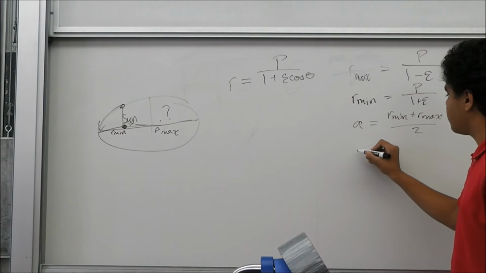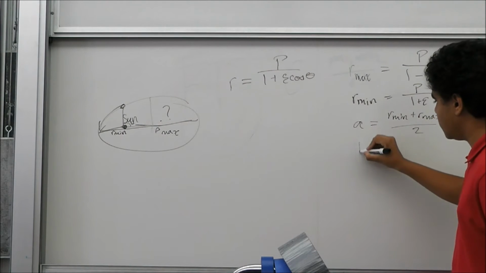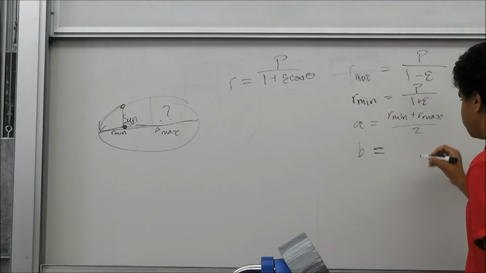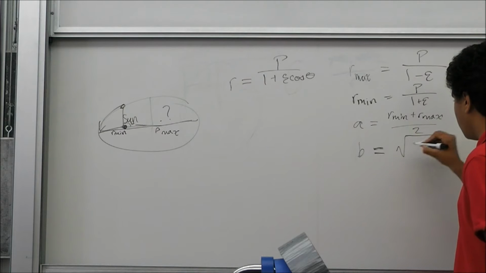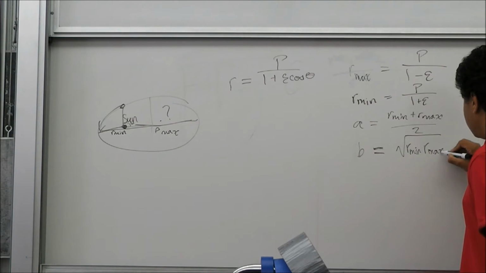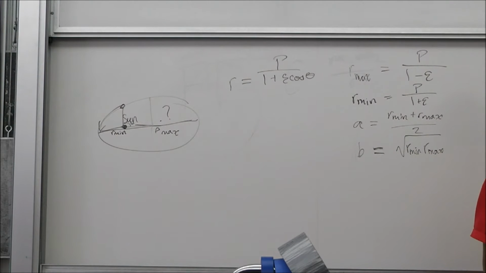And that is usually B, and that is the geometric mean. Not going to do the geometry, but it'll work out: the square root of R min times R max. Now, again, this is useful because then you can find the dimensions of your orbit, and it'll help with other calculations, let's say if you want to find if orbits intersect.